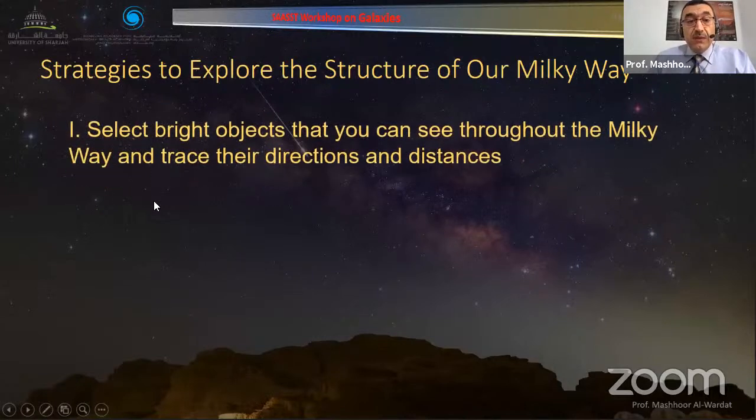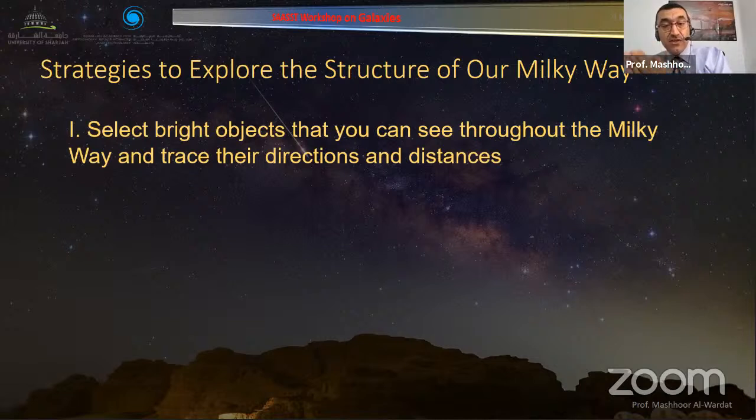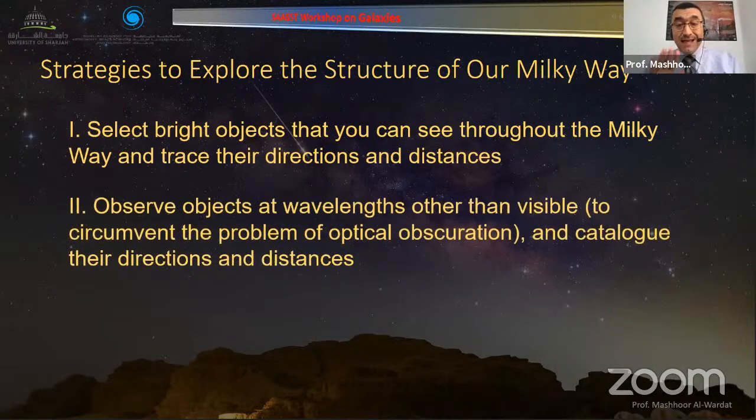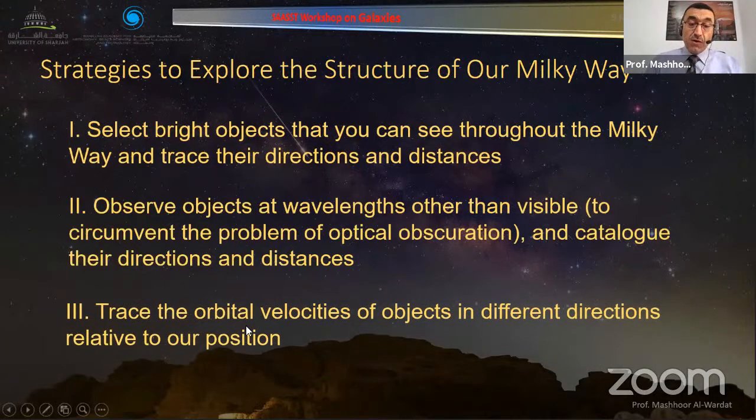Strategies to explore the structure of our Milky Way. Select bright objects that you can see throughout the Milky Way and trace their directions and distances. So we focus on specific stars or globular clusters or open clusters or even gas or dust or anything. Select any object and try to observe it for years. Observe objects at wavelengths other than the visible, to circumvent the problem of optical obscuration. As we said, this gas and dust obscure what's behind it, and catalog their directions and distances. This is what astronomers actually do now. Trace the orbital velocities of the objects in different directions relative to our position.